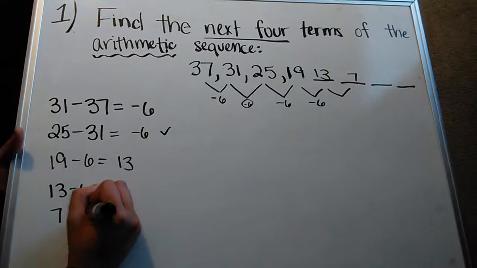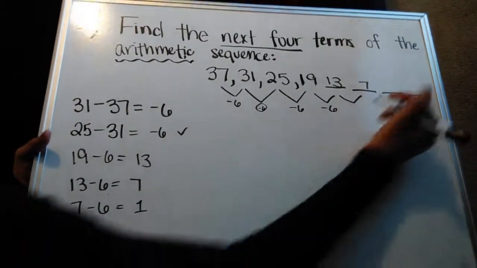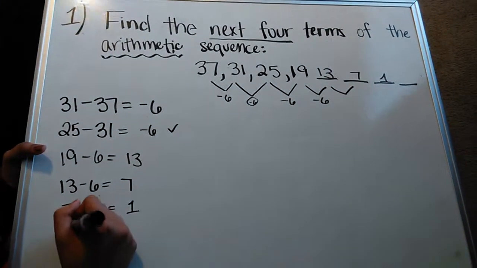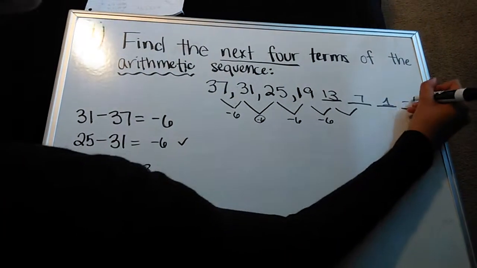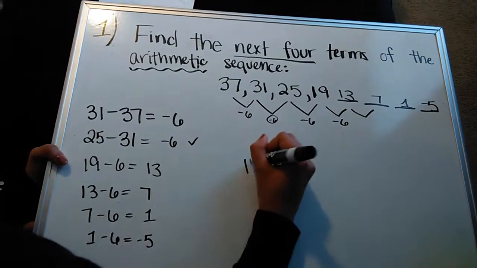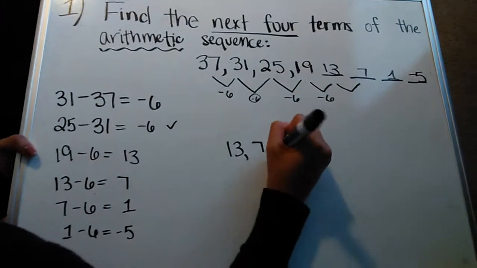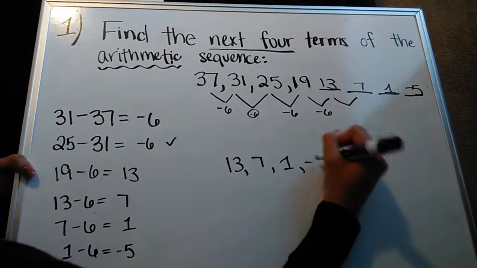7 minus 6 is 1. And 1 minus 6 is -5. So our answer is 13, 7, 1, and -5.